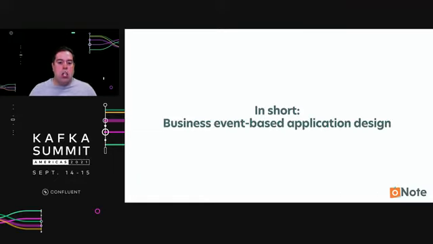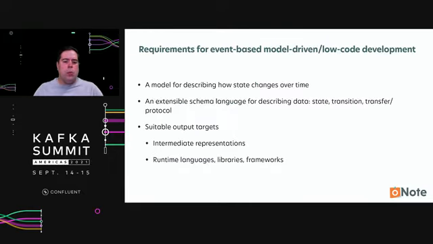So in short, there's this emergence of business event-based application design rather than business current state application design, right? Current state is how we've designed applications for quite a long time, but event-based application design is a much better way, and it's a much better future for all the reasons that we've discussed here. So yeah, maybe it is worth a look. Maybe it's worth another look at this kind of low-code model-driven future. What do we need?